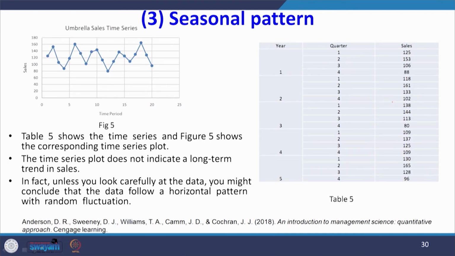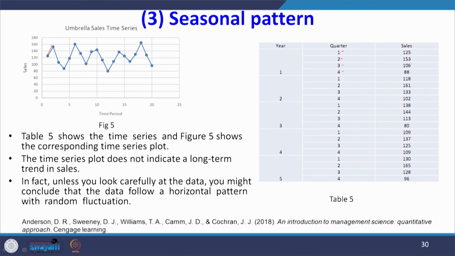Table 5 shows the time series and figure 5 shows the corresponding time series plot. You see that here there are 4 seasons, quarters 1, 2, 3, 4. Then we can see the sales figure. The time series plot does not indicate a long term trend in sales. In fact, unless you look carefully at the data, you might conclude that the data follow a horizontal pattern with a random fluctuation. You see that?